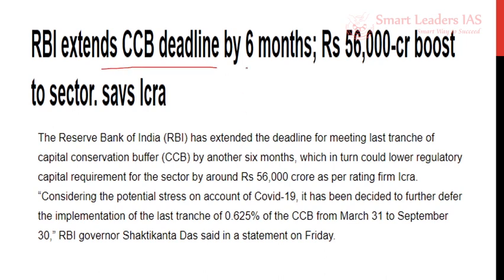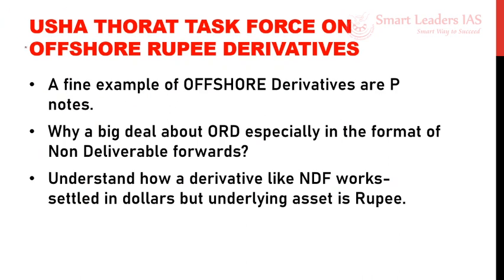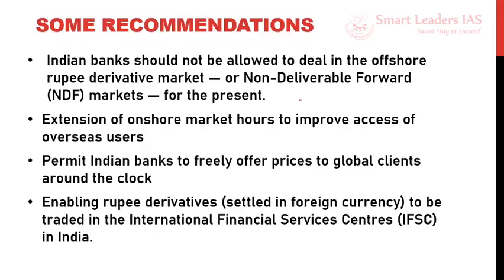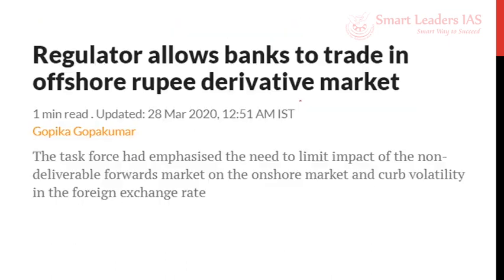See, with the CCB deadline extension, how much has happened? 56,000 crore is now extra with banks. Right? Offshore rupee derivatives, what decision have they taken? So this is the decision.